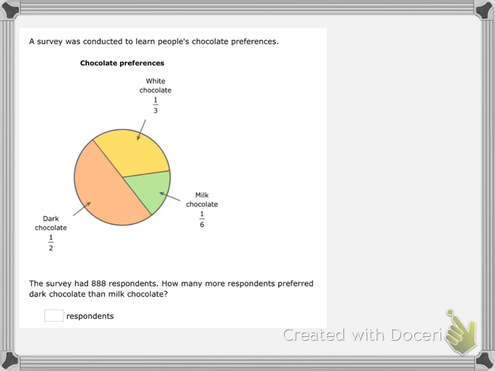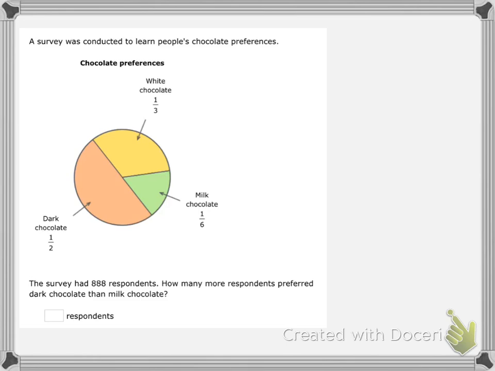All right, our next question. A survey was conducted to learn people's chocolate preferences. So we have white chocolate, milk chocolate, dark chocolate. The survey had 888 respondents. We want to know how many more respondents preferred dark chocolate than milk chocolate. So it would be helpful to know how many people responded for each of the categories. There's a couple of ways we can solve it. So we'll solve it this way first.